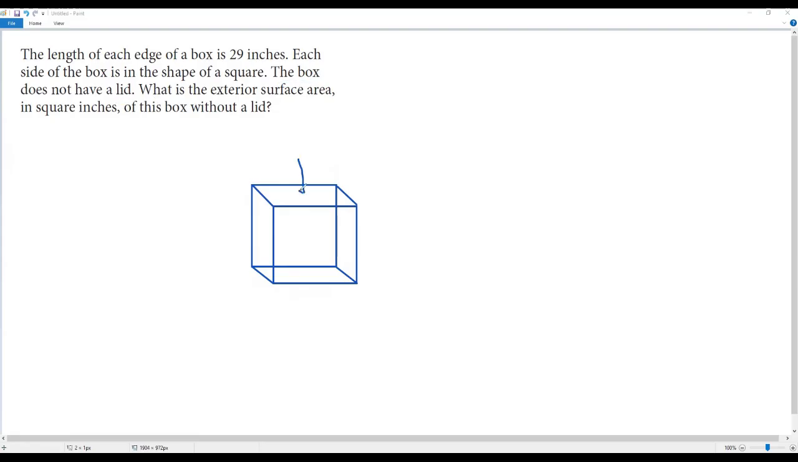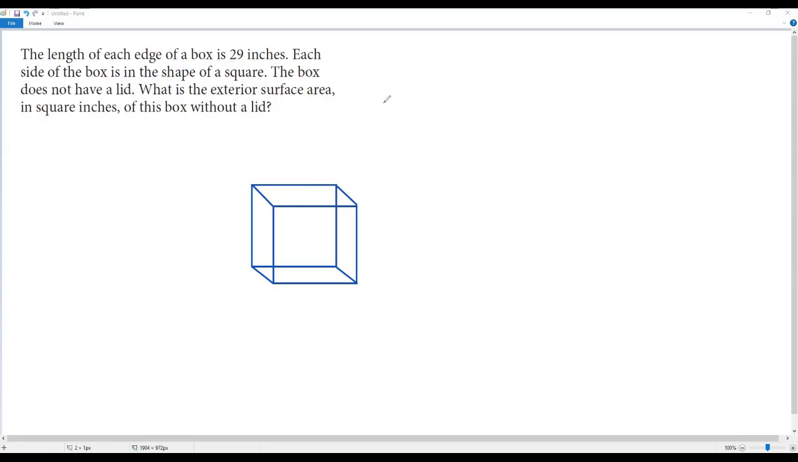There is an opening over here. So the base at the top is not there. Then we have 5 faces for this box, and each face is a square. Now to get the exterior surface area of this box, we have to add the areas of all 5 faces, where each face is a square with side length of 29 inches.